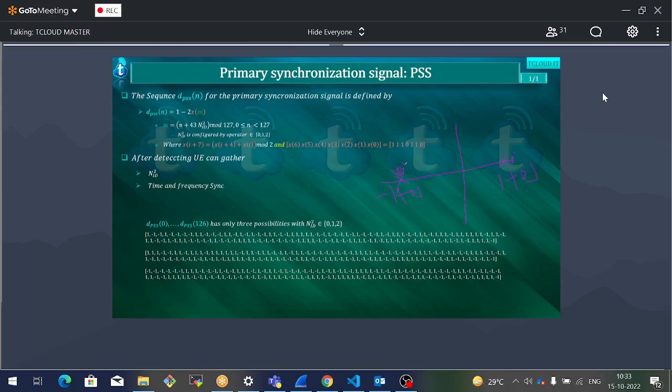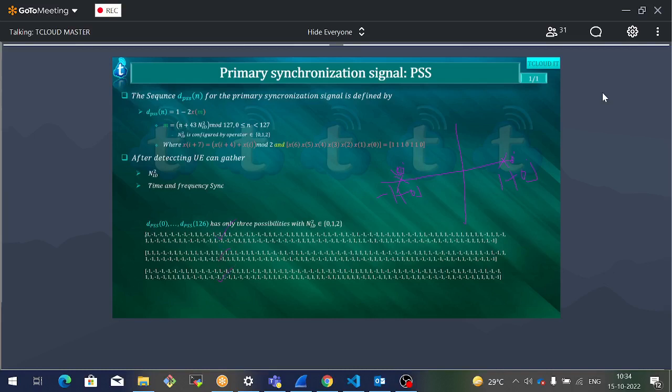Because these are specially modulated symbols, it becomes easy for the mobile equipment to detect them wherever they are located. So once the mobile equipment scans the midpoint, 1.44 megahertz above and below, it will decode the symbols and try to see if PSS symbols are present or not. If PSS symbols are present, the mobile will look at the second thing: which sequence is present? This one, or this one, or this one.